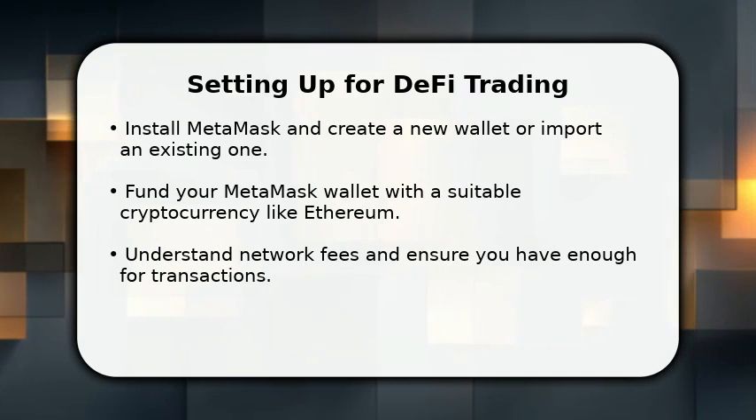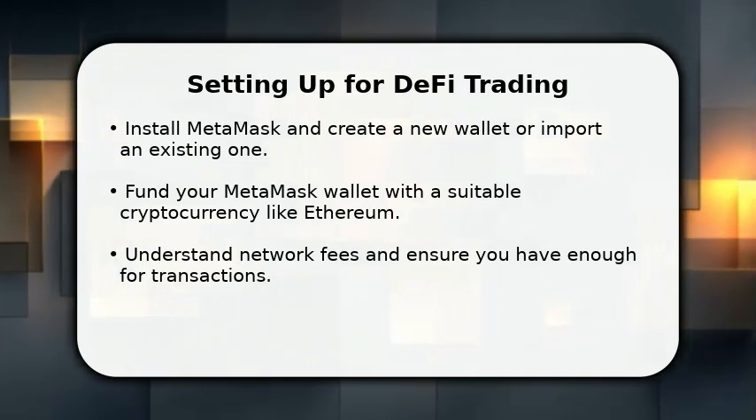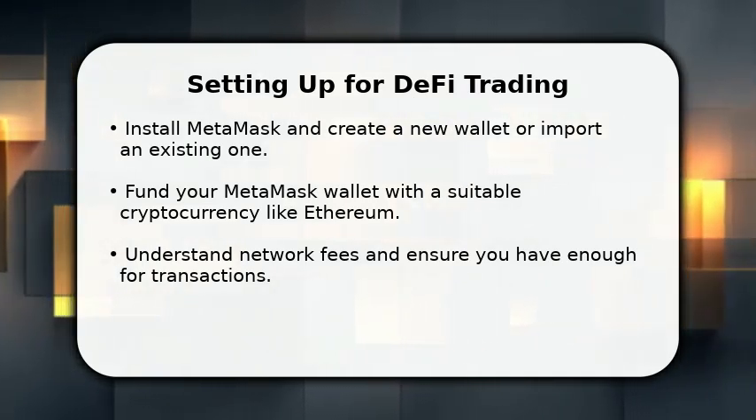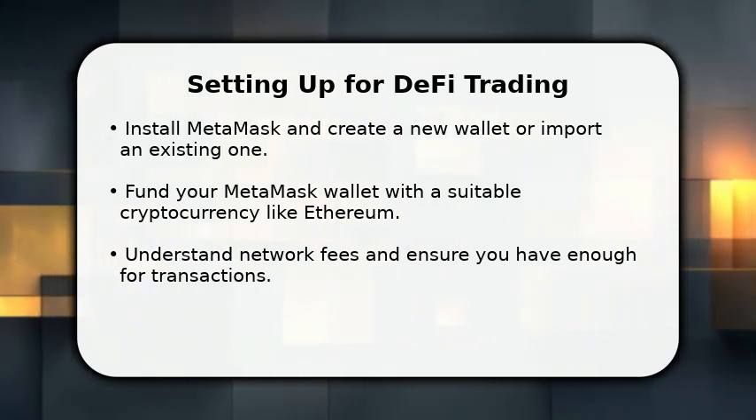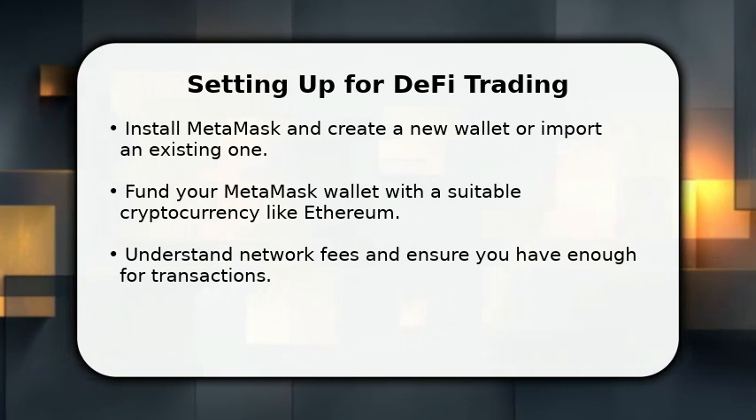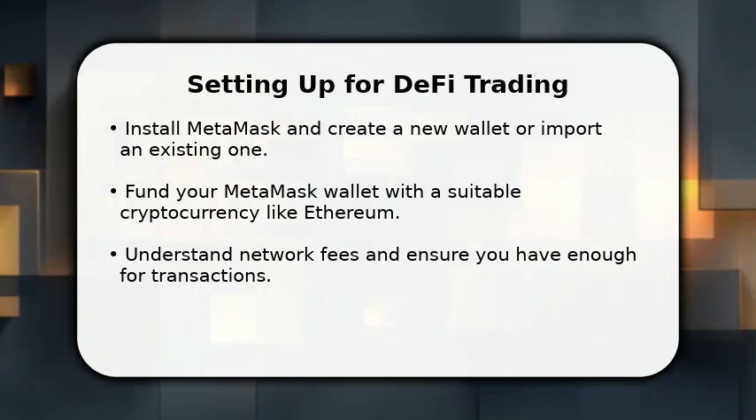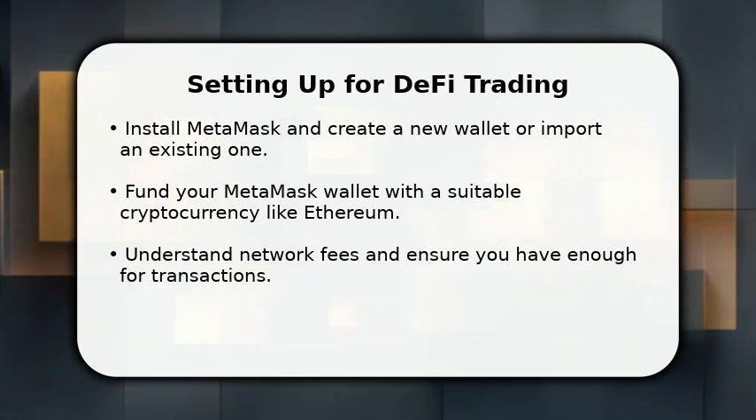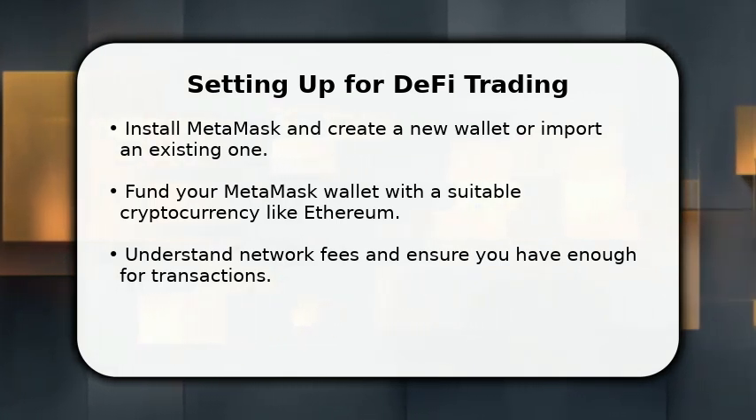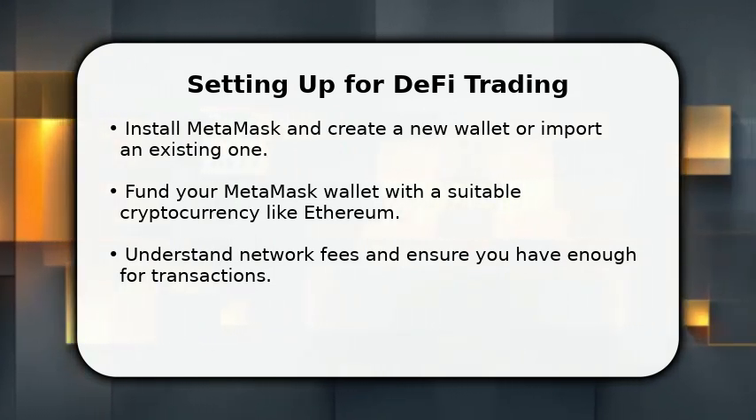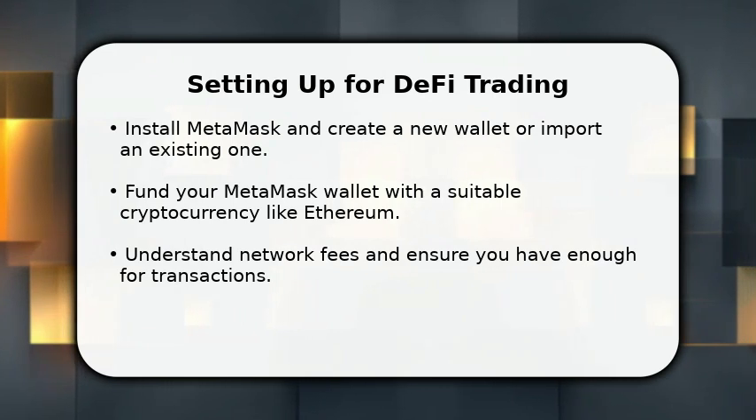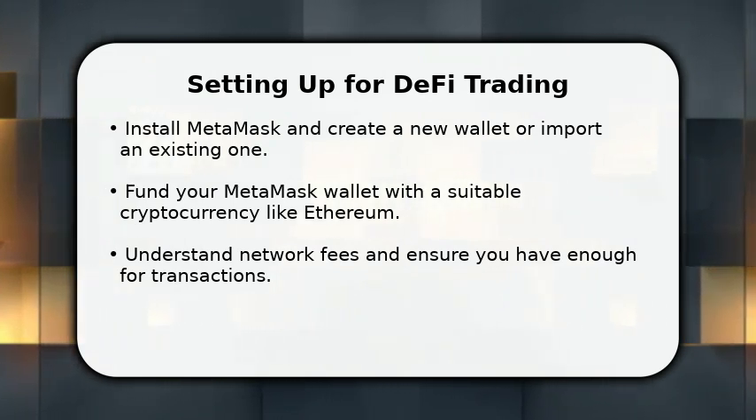In this video, I will explain how to buy Dexscreener coins using MetaMask. First, ensure you have MetaMask installed and set up. You'll need to fund your wallet with a base cryptocurrency, typically Ethereum or a stablecoin, to cover both the purchase and transaction fees. Always double-check the network you are on, as incorrect networks can lead to lost funds. Having sufficient funds for gas is crucial for smooth transactions.